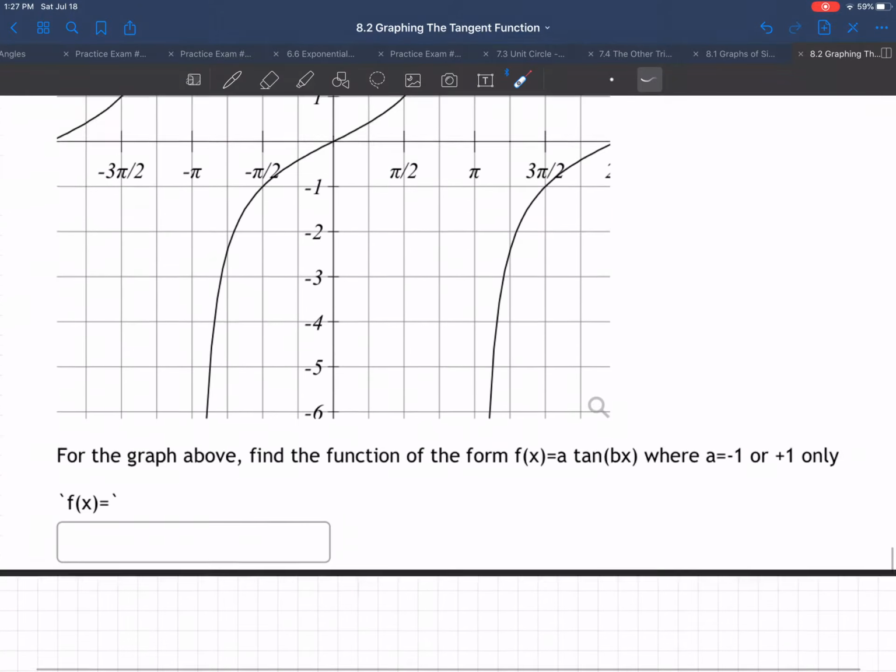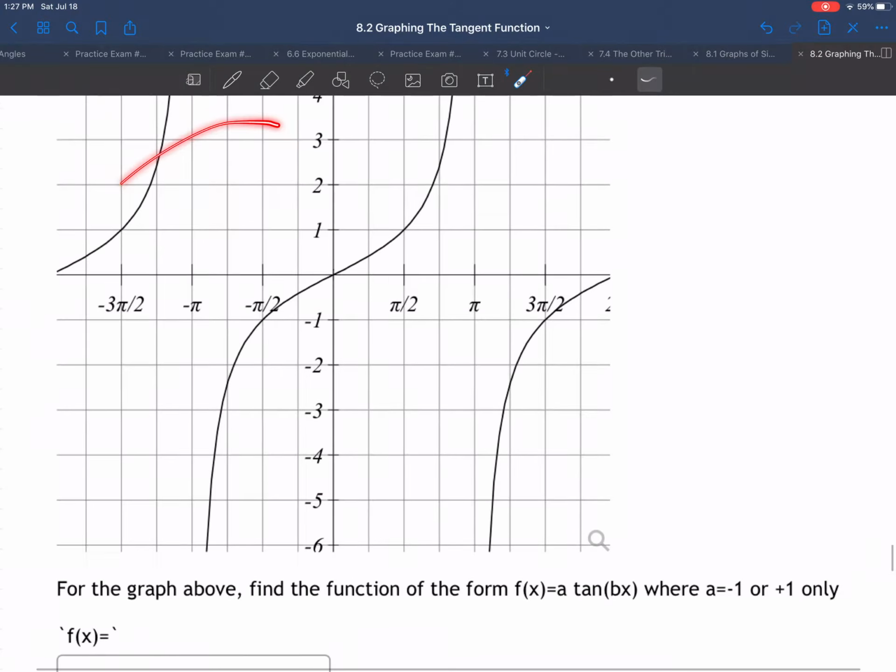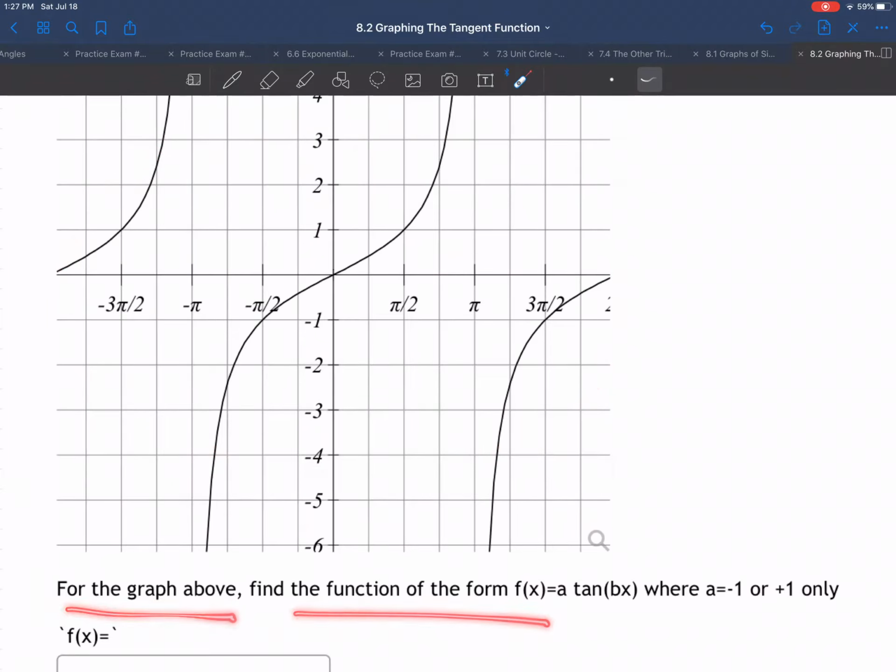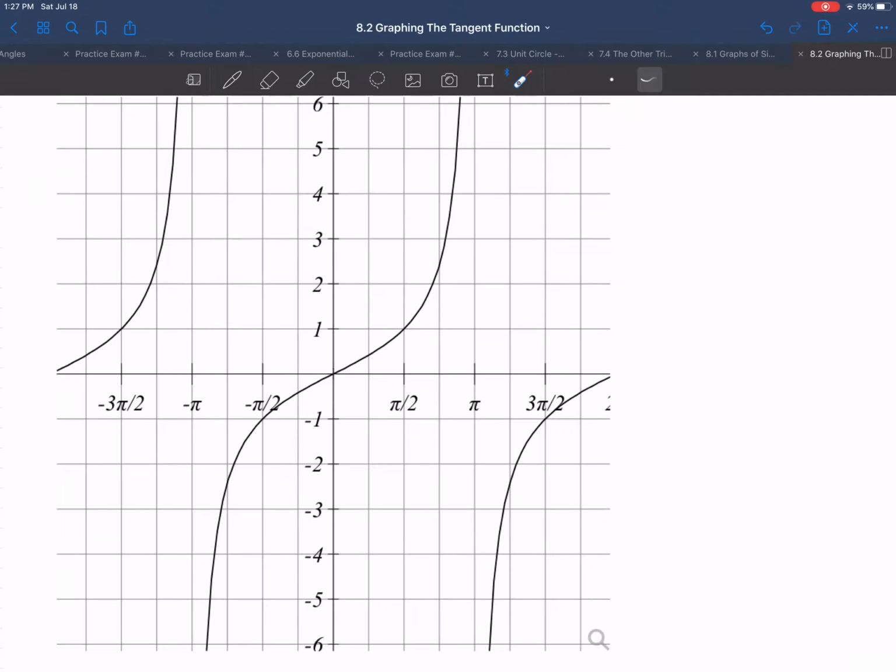Here's an example where they're giving us a graph to start with, and they say for the graph above, find the function of the form a tan bx, where a is -1 or +1 only. So they're saying this is some kind of tangent graph. It's of the form a tan bx. We want you to find basically the a and the b. So how do we do that?